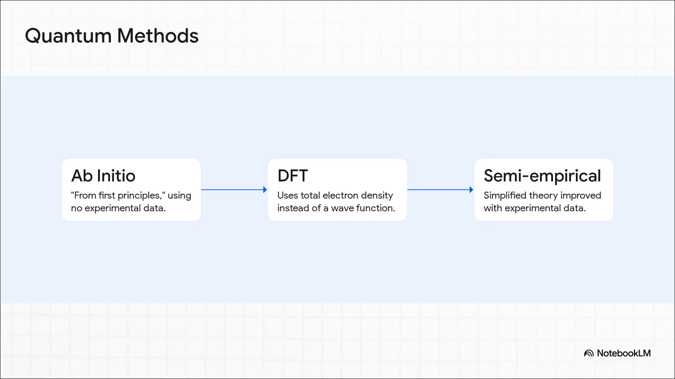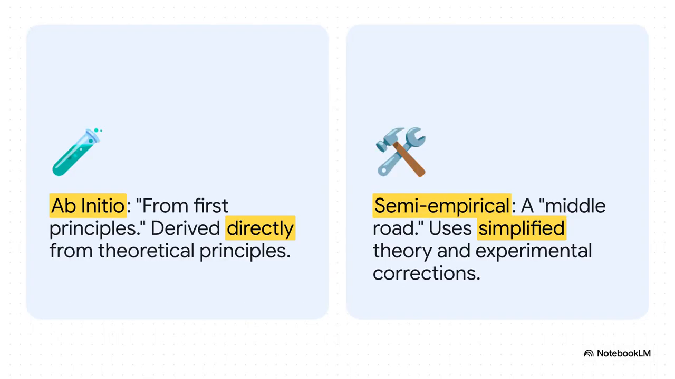There's ab initio, which is the purest, most fundamental approach. Then you've got density functional theory, or DFT, which is a super popular middle ground option. And finally, there are semi-empirical methods, which are really built for speed. So on one end of the spectrum, you have ab initio. That's Latin for from first principles. These methods are built from the ground up, using only theoretical principles, no experimental data needed.